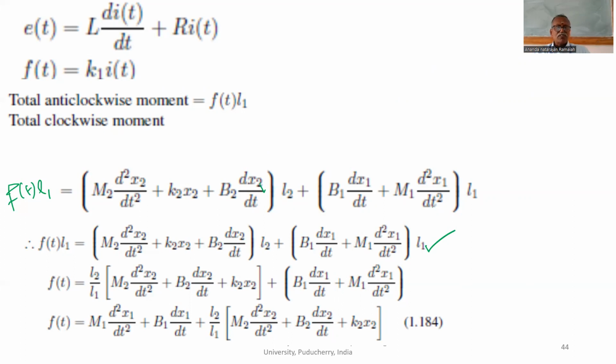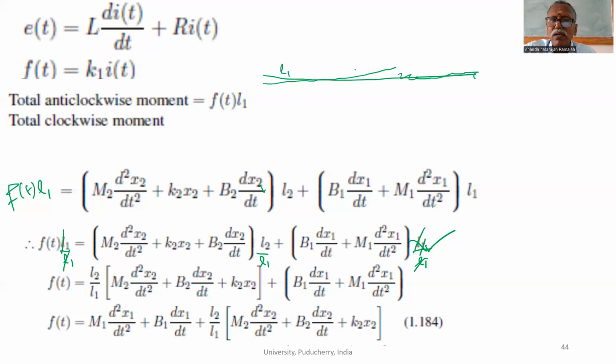Now divide on both sides by L1. So this L1 is getting cancelled. But we know that the displacement is very small.